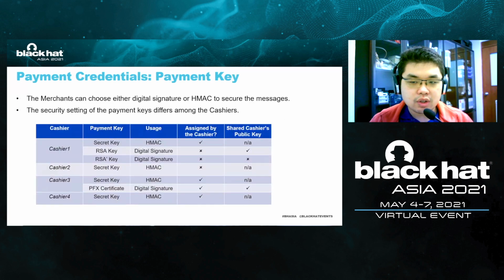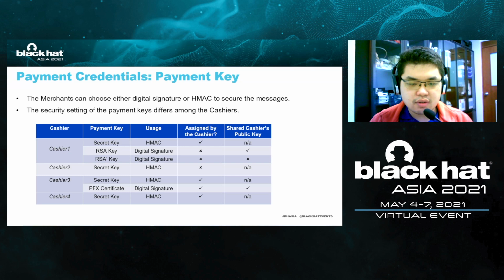So the payment credentials can be categorized into 2 types. And the first type is the payment key, which is used to generate the digital signature or HMAC. Then the merchant can choose either method to protect the payment messages. Meanwhile, none of the studied cashiers require encryption on the payment messages, so these messages become readable to the normal user or even the attacker.